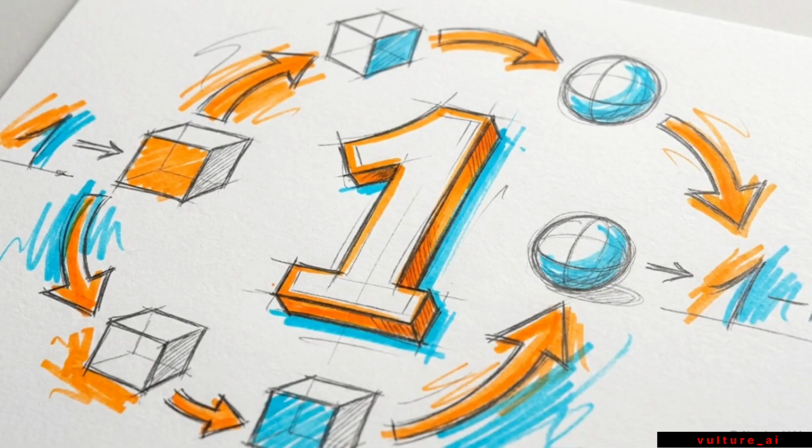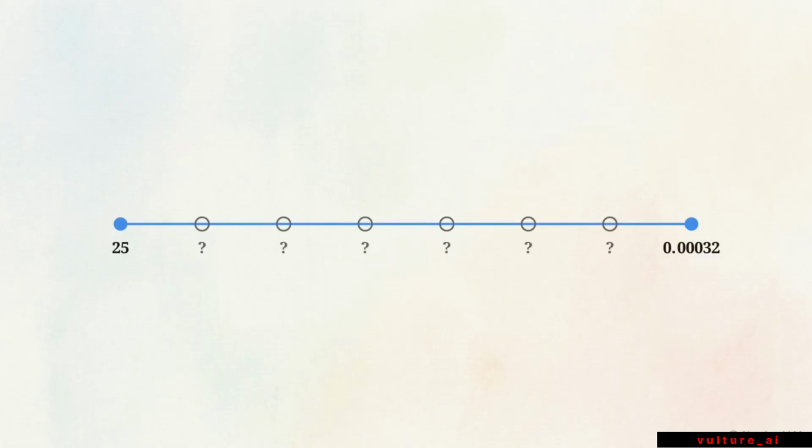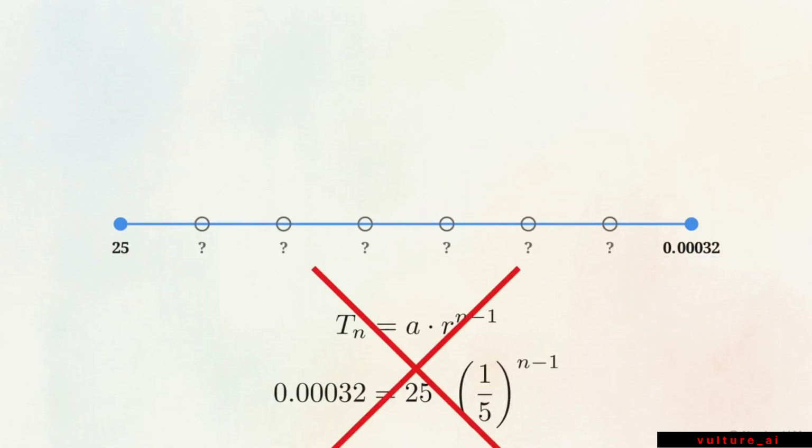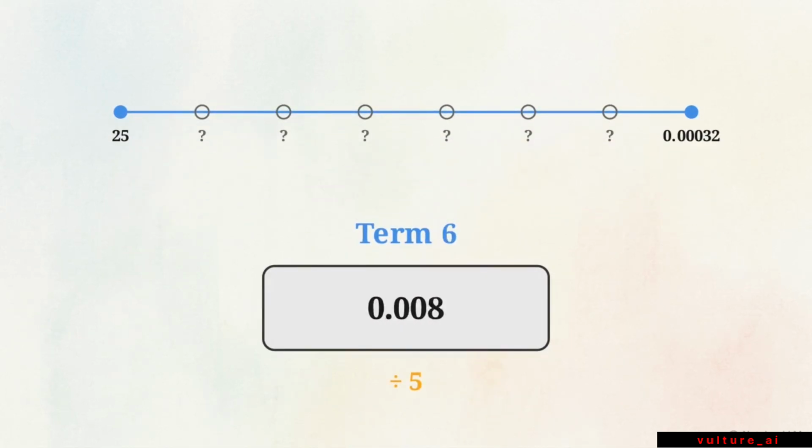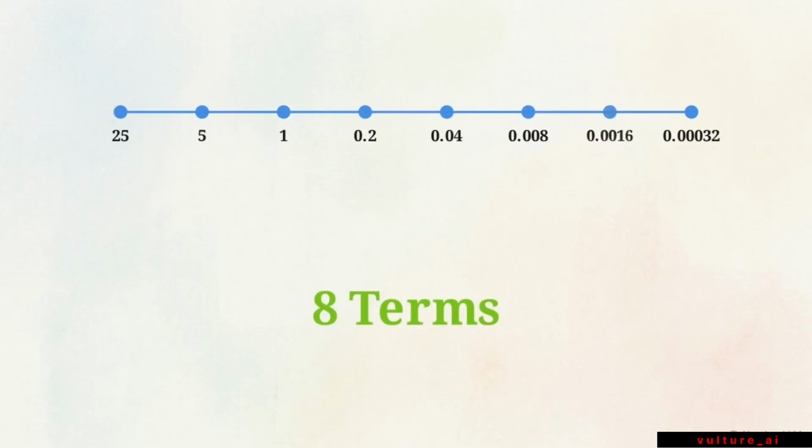Trick 1 is the reverse check. If you are asked to find how many terms it takes to hit a specific fraction, like moving from 25 to 0.00032, don't write out the T sub n formula. Just grab your calculator. The multiplier is 1/5. Type 25, then keep dividing by 5. Count the screen updates until you hit your target. That's your answer, 8 terms.